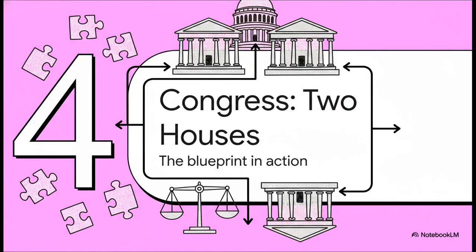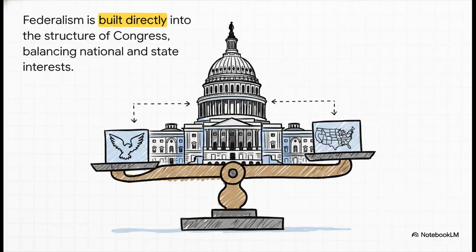Okay, so we've got the blueprint's layers, and we have its tie-breaking rule. But where can you actually see this design in action, day in and day out? Well, the answer is in part 4, Congress. And I mean this literally. This isn't just some abstract theory. Federalism is built right into the architecture of Congress. It's the physical place where that compromise between national interests and state interests actually comes to life.